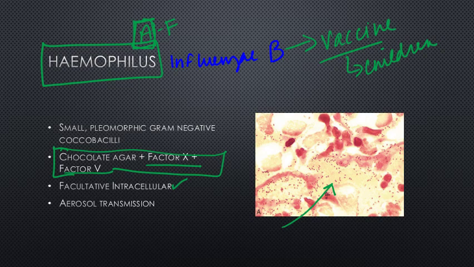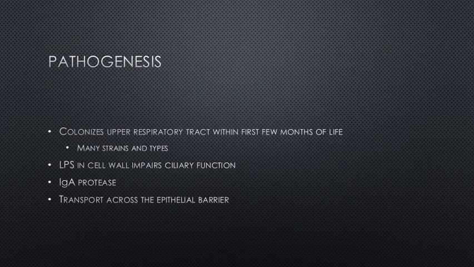It's a facultative intracellular organism, which is part of how it is able to establish invasive disease. Its ability to grow within epithelial cells allows it to cross the epithelial barrier. And it is spread by aerosol transmission, although we see colonization of the oropharynx of most children by many Haemophilus species within the first couple of months of life. So it's a fairly widespread organism.